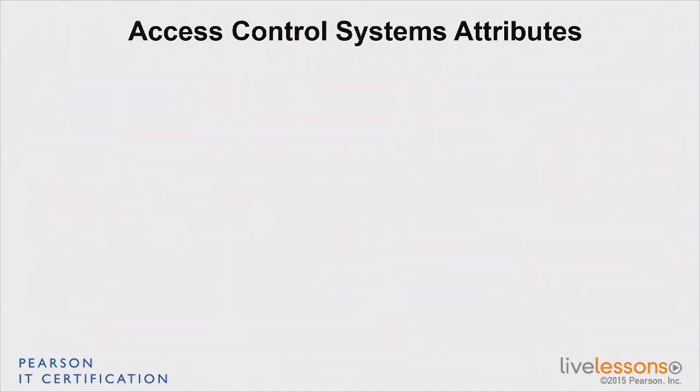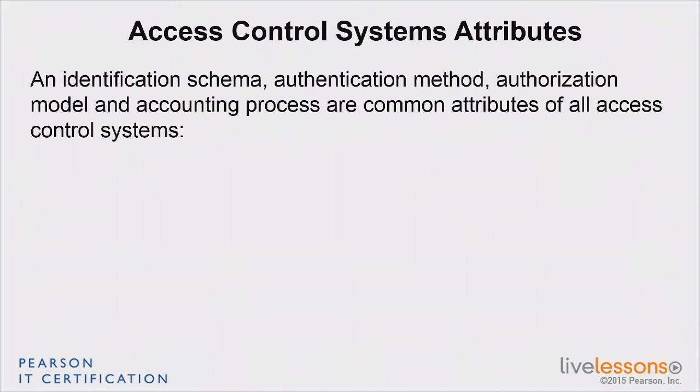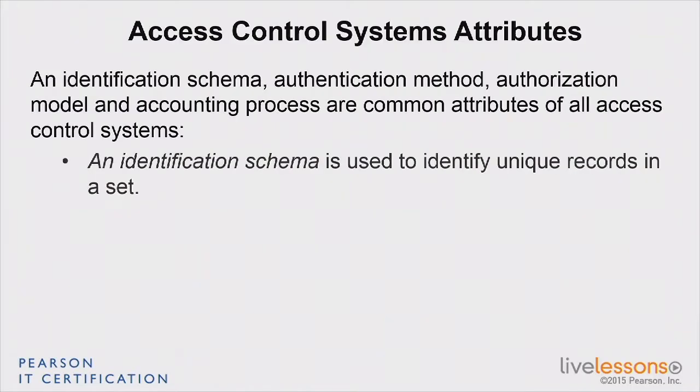Access control systems share common attributes. Access control systems will have an identification schema, an authentication method, an authorization model, and an accounting process. In this lesson, I'm going to introduce you to each of those, the identification schemas, authentication methods, authorization models, and accounting processes. And in the subsequent lessons, we're going to go through each one of those individually. So we'll look at identification schemes, we'll look at authentication, and we will look at authorization separately.